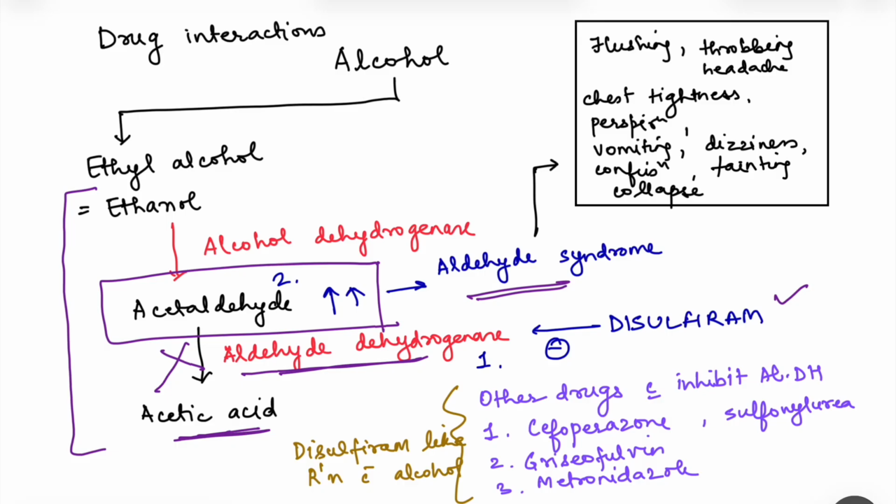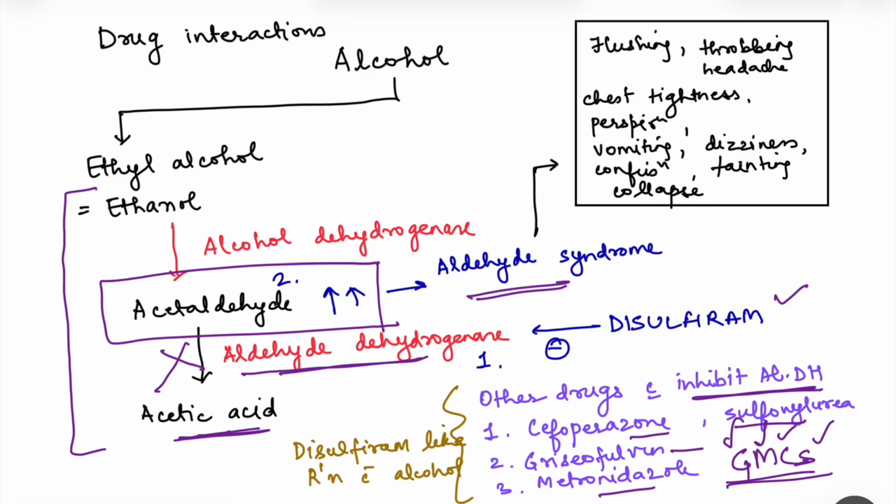So there are other drugs as well which inhibit aldehyde dehydrogenase. These include cefoperazone, sulfonylureas, griseofulvin, and metronidazole, and these drugs have a disulfiram-like reaction with alcohol. Okay, so cefoperazone is an antibiotic, sulfonylurea is an antidiabetic, griseofulvin is an antifungal, and metronidazole is also an antibiotic. So you can remember it as GMCs. Just put it as griseofulvin, metronidazole, cefoperazone, and sulfonylureas.